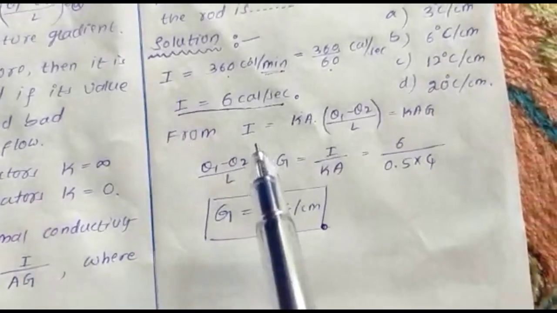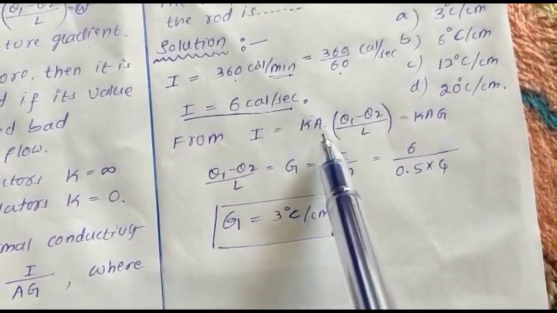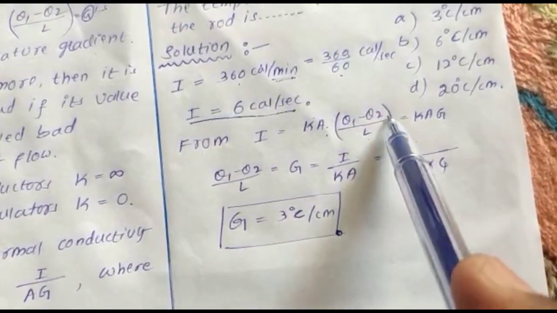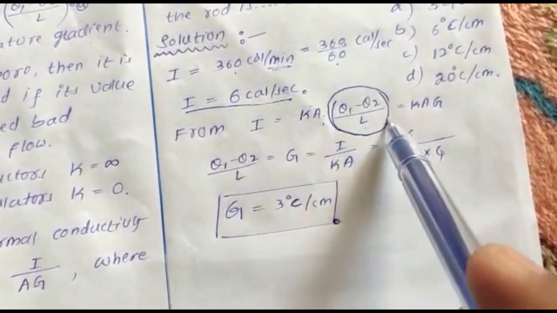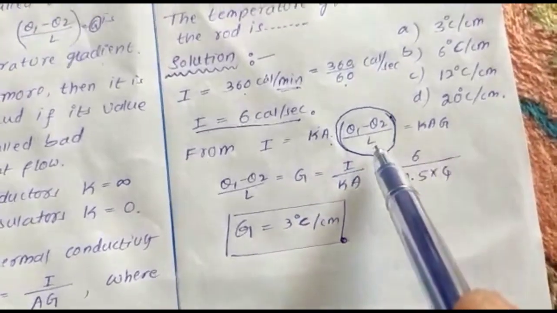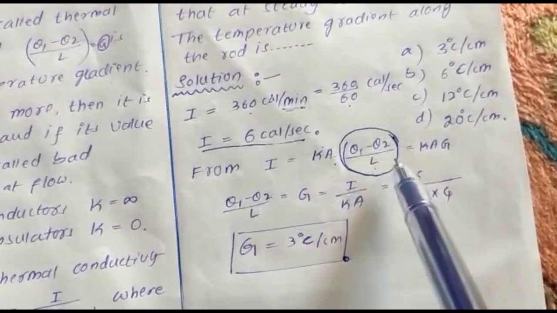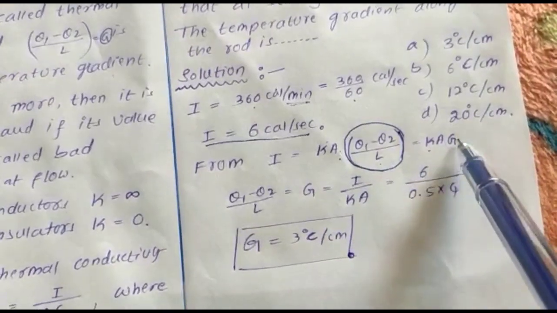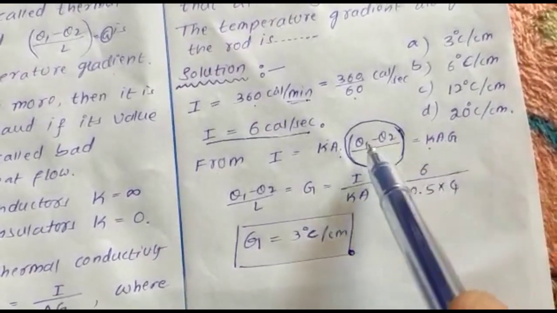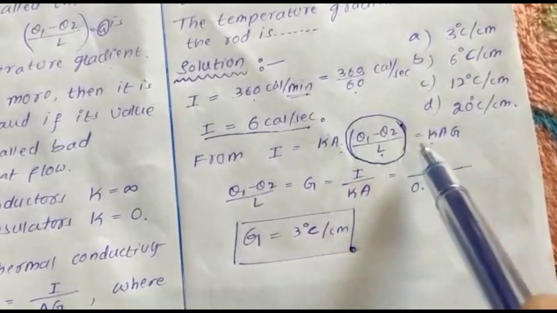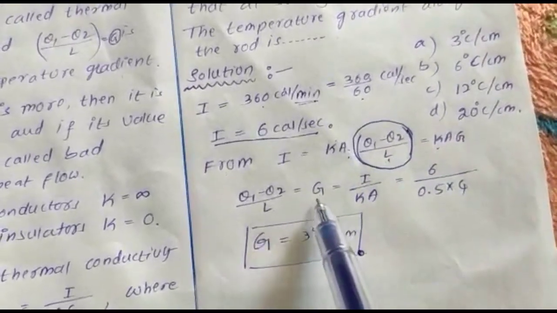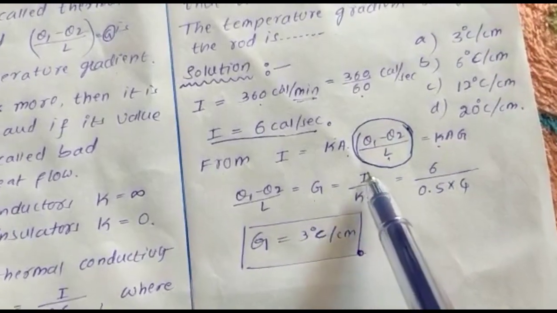Now we know that the heat current formula is I equals KA times (theta 1 minus theta 2) by L, and here (theta 1 minus theta 2) by L is nothing but the thermal gradient or temperature gradient. So I equals KAG, where G replaces (theta 1 minus theta 2) by L. From this, G equals I by KA.